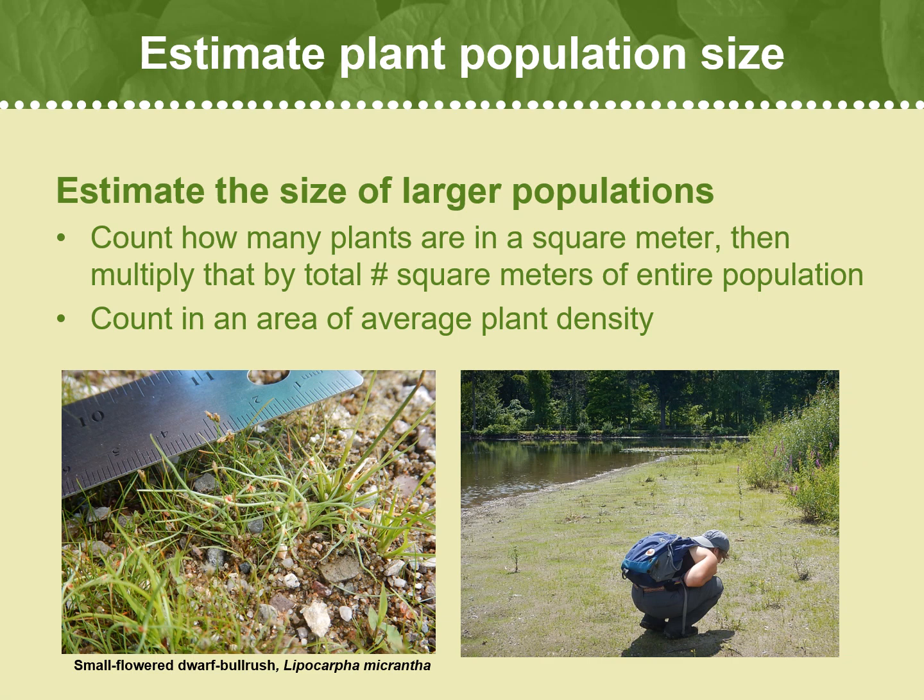This photo is a good example of a very small rare plant. Small flowered dwarf bulrush, Lipocarpa micrantha, in a very large population. This tiny plant is only a few centimeters wide, and in the second photo, a volunteer is squatting surrounded by a giant patch of this pond shore tiny plant. It would be too difficult to count each plant individually, so an estimate is best for everyone's sanity.